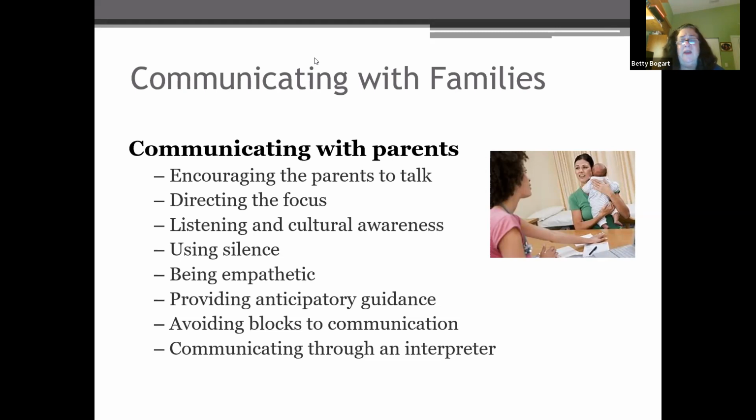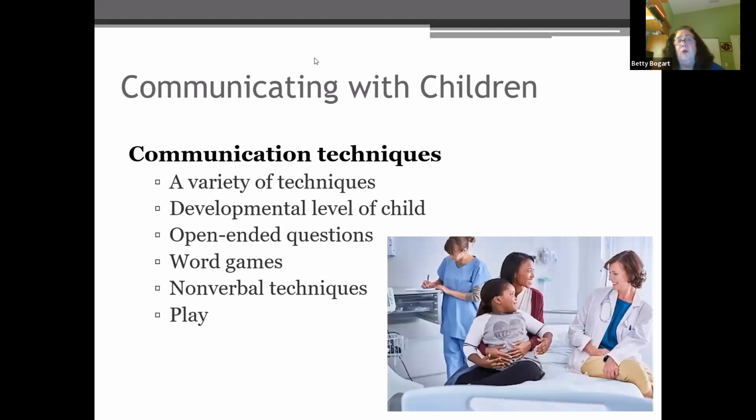And if you have a parent that doesn't speak your language, a 16-year-old son cannot be the interpreter because they're going to put their own impression upon what they're saying. Go through an interpreter or go through that blue phone that they have.